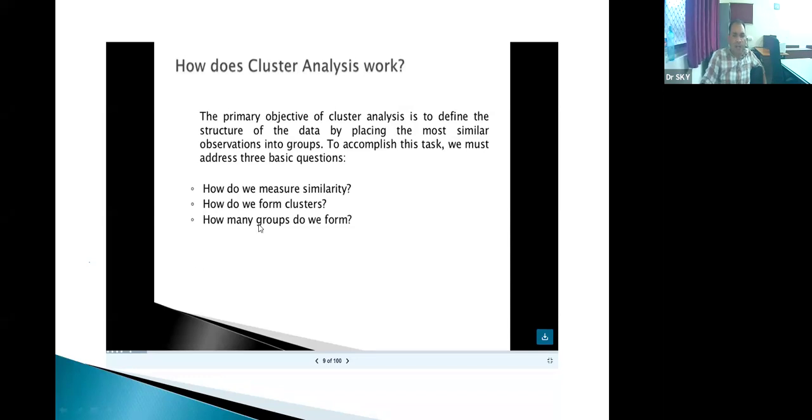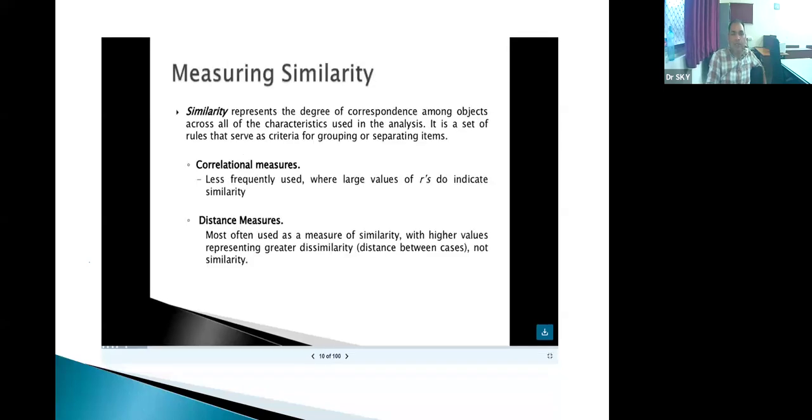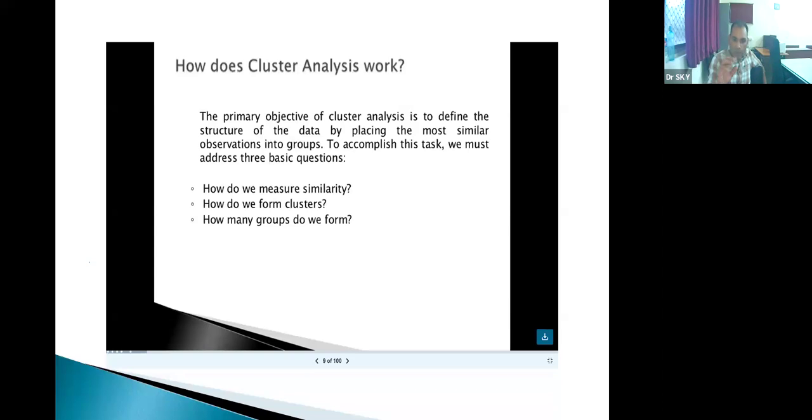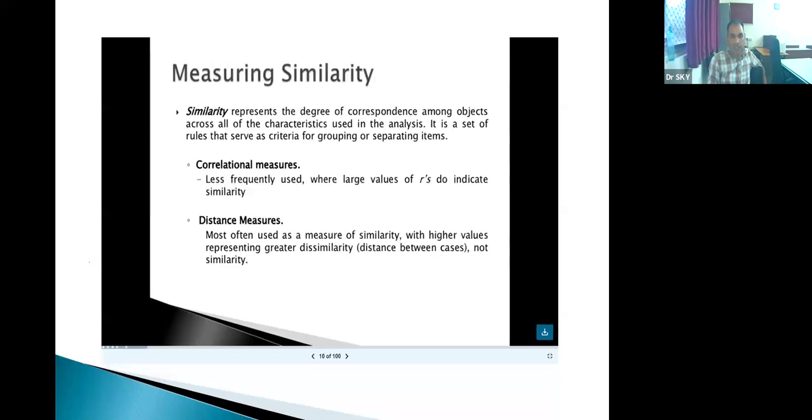And the third question is, how many groups do we form? How many clusters should we form? This is very important. So one by one, we will be discussing these three questions. Basically, we should keep in mind these three basic questions, and on the basis of that, we will be applying the clusters. One, which measure you are applying. Second, how you are going to make the clusters. And third, how many clusters you are going to make.